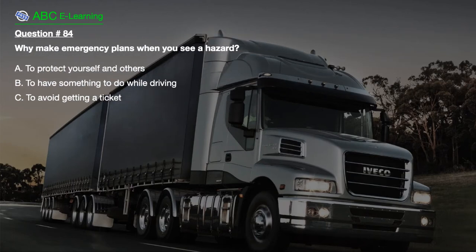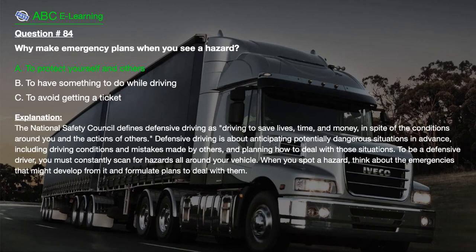Question number 84. Why make emergency plans when you see a hazard? A. To protect yourself and others. B. To have something to do while driving. C. To avoid getting a ticket. The correct answer is here. A. To protect yourself and others.